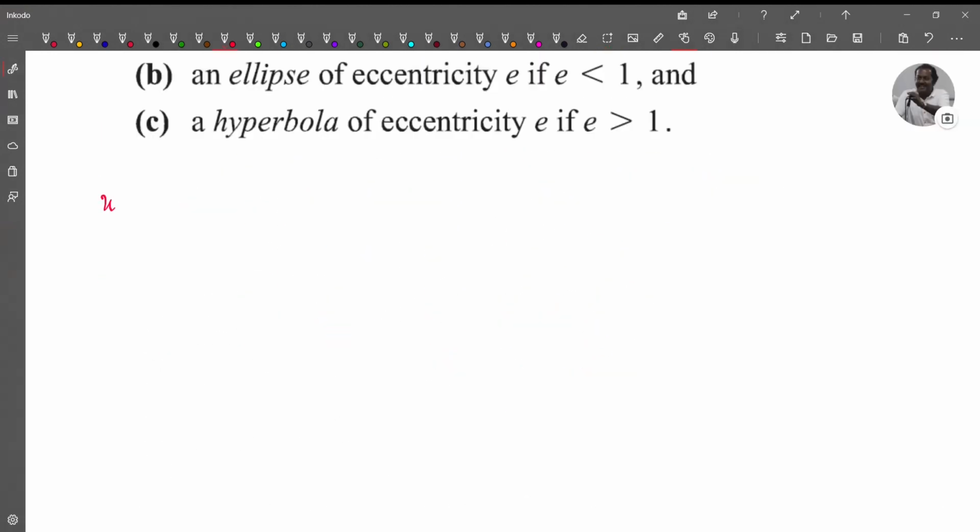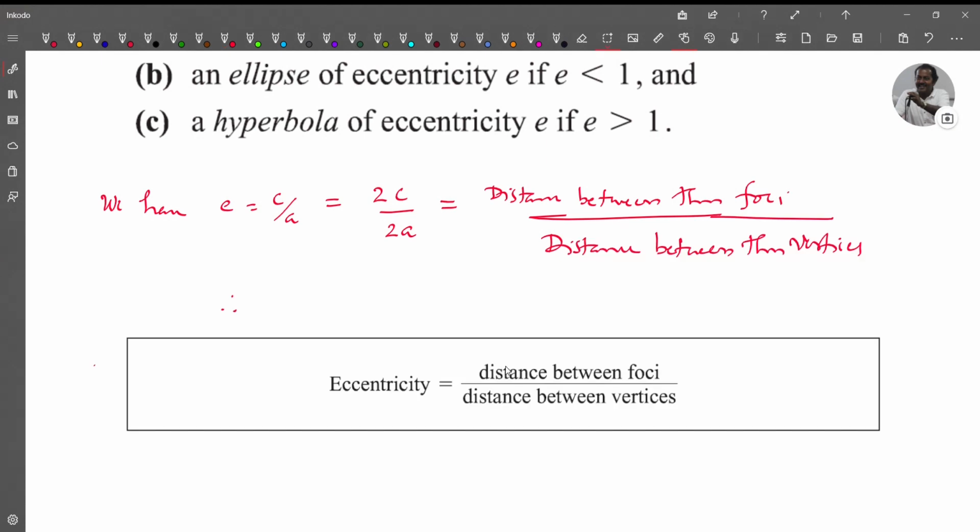We have e is equal to c by a, so this is equal to 2c by 2a. We know that 2c is the distance between the foci and 2a is the distance between the vertices. So this is distance between the foci divided by distance between the vertices. So eccentricity is equal to distance between the foci by distance between the vertices in the case of ellipse and hyperbola.